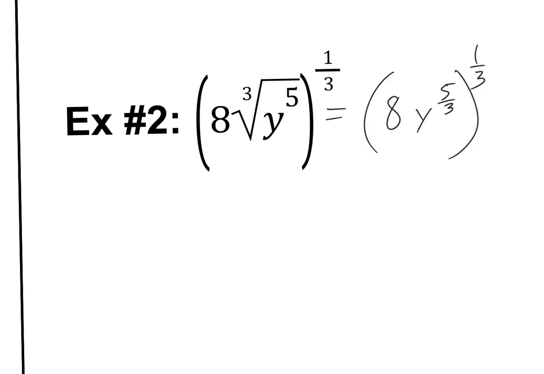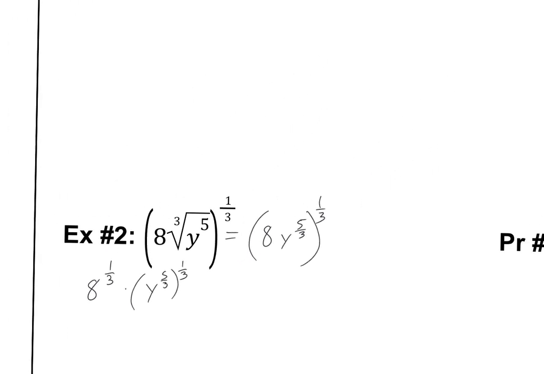Now remember, the number out here goes on top, the number in the crack goes on the bottom. So now what I have is that they're both being raised to the 1/3. What I might want to do is write these both separated, and write it like this: 8 to the 1/3 times y to the 5/3. Still put that in parentheses because I have to do an exponent on that thing twice.